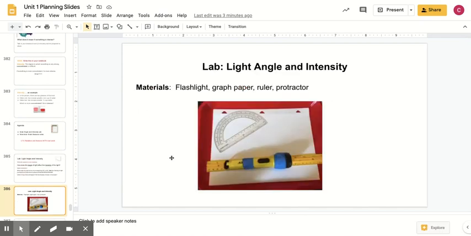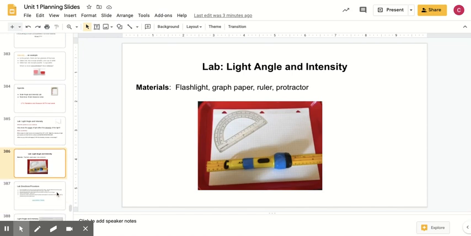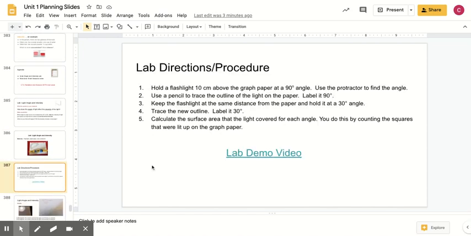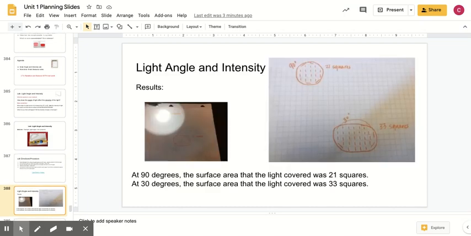So for our lab today, here are the materials: a flashlight that has been taped to a ruler, some graph paper, a protractor, and something to write with. Here are the lab directions, the procedure. Go ahead and read through them. After you've read through them, click on this link to watch the lab demo video. And when you're done with that, go to the next slide to see the results.